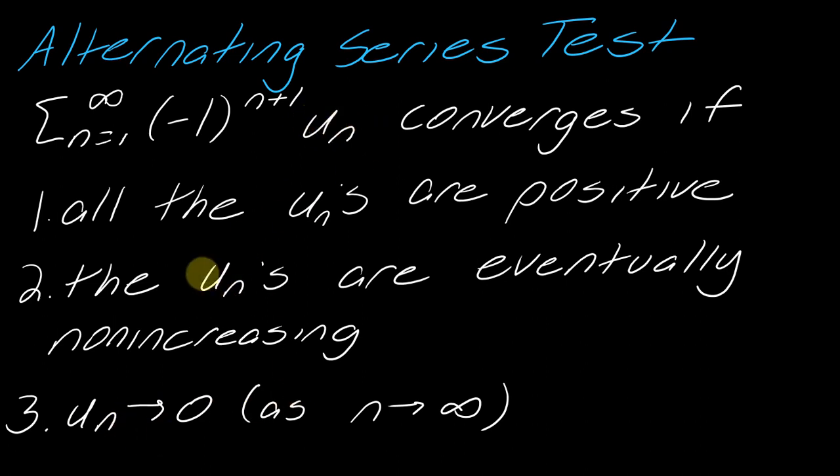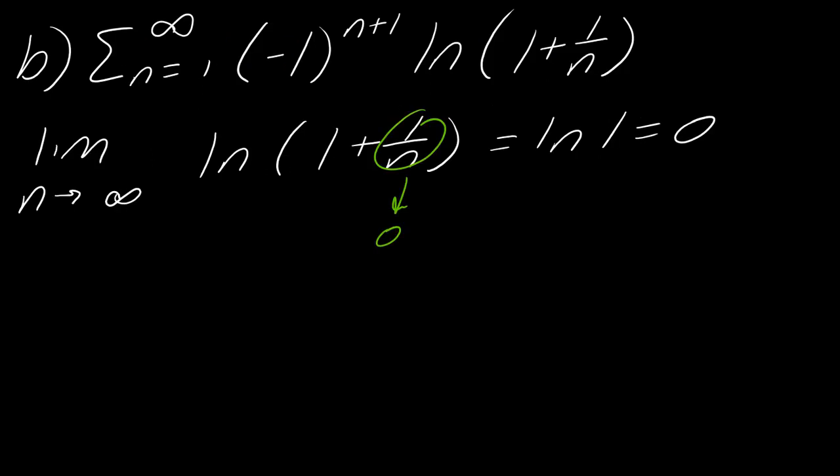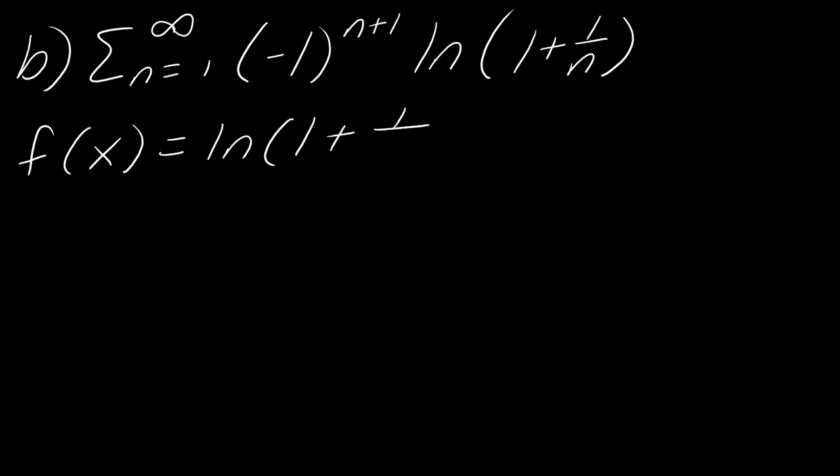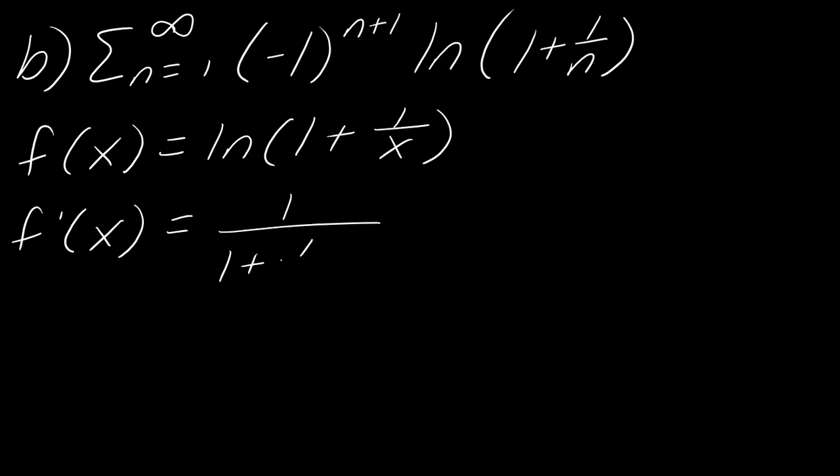I think the harder part of this is proving that the sequence is definitely non-increasing. You need to back that up. To prove whether this is non-increasing or decreasing, I am going to set my function as the natural log of 1 plus 1 over x. The easiest way to do this is to take the derivative, so our old pal derivatives. To find the derivative in this case, I've got to use the chain rule. So this is going to be 1 over the inside function, and then the derivative of the inside function.